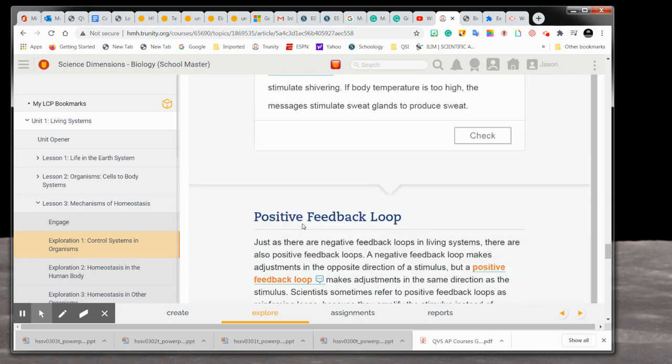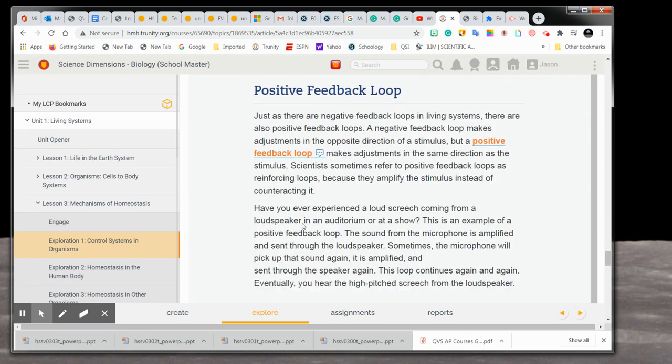Now, positive feedback loops are different. Instead of counteracting the stimulus, a positive feedback loop actually amplifies the stimulus. In other words, it makes it larger. Like we said, the positive feedback loop makes the adjustment in the same direction as the stimulus. Scientists refer to the positive feedback loop as a reinforcing loop because it amplifies the stimulus instead of counteracting it.